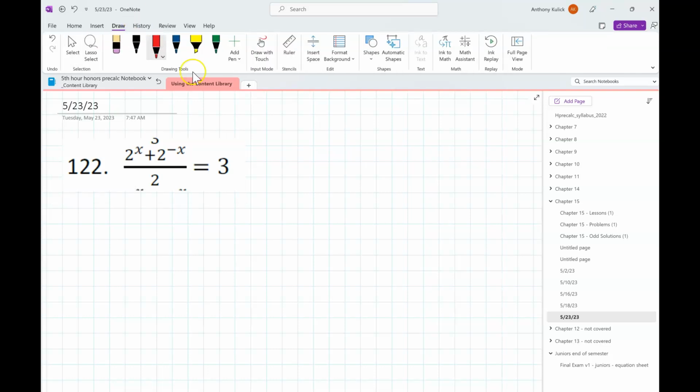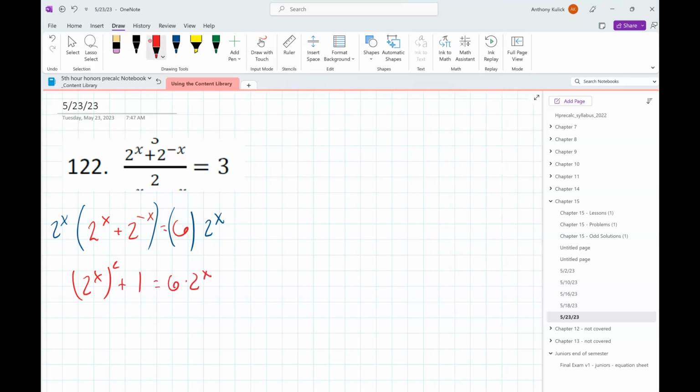All right, so the first order of business is I'm going to get rid of the fraction. So I'm going to just multiply both sides by 2. And then I'm going to multiply both sides by 2 to the x. And that's going to give me 2 to the x squared plus 1 equals 6 times 2 to the x. I wanted to do that because it's going to get rid of that negative exponent, because I know that's another fraction in there.